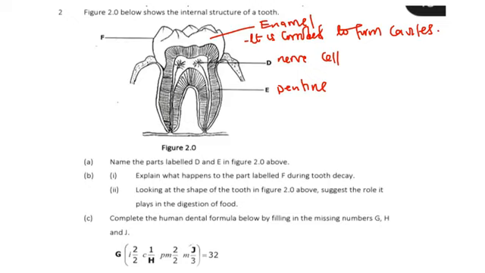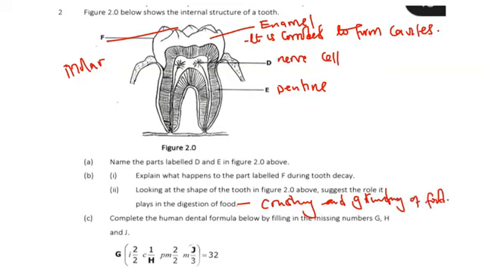Then the other thing is, looking at the shape of the tooth in figure 2.0 above, suggest the role it plays in digestion. In short, what is the function of this in digestion? As you can see the structure, if I were to ask what is the name of this tooth, I would say it's the molar. Now what is the function? This one is for crushing and grinding of food. That is very important to know.